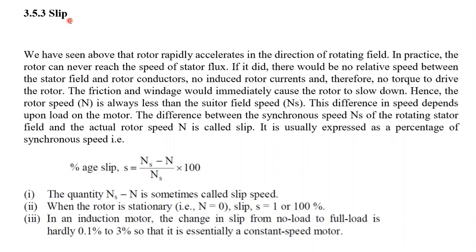Am I right or not? In a stator winding, the field rotates at synchronous speed. Ns is equal to 120 f by P. So according to the poles and according to the frequency, this stator winding magnetic field is rotating at synchronous speed Ns. So that is fixed. According to the frequency and the poles, the speed of the rotating magnetic field is determined.